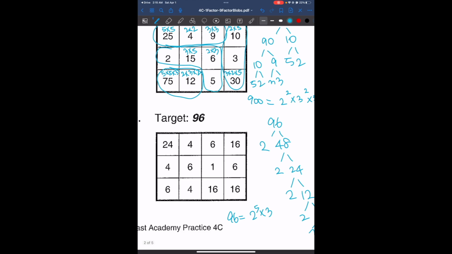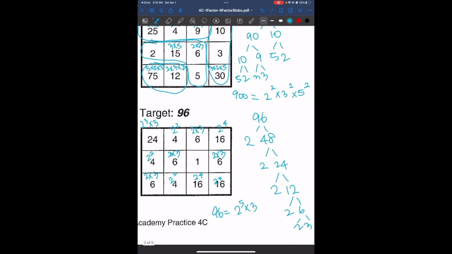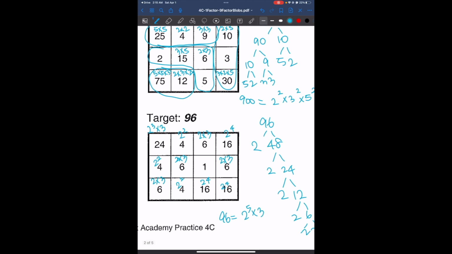And we're going to write out the numbers inside the boxes in terms of the target numbers. So this is going to be 2 to the power of 3 times 3, since it's 8 times 3. 2 to the power of 2, 2 times 3, 2 to the power of 4, 2 times 3, 2 to the power of 4, 2 to the power of 4, 2 times 3, 2 to the power of 2. So once we've done expressing that in terms of prime numbers, we need to multiply 5 2's and 1 3.